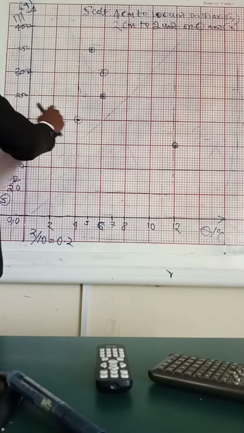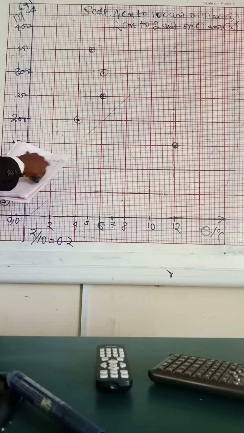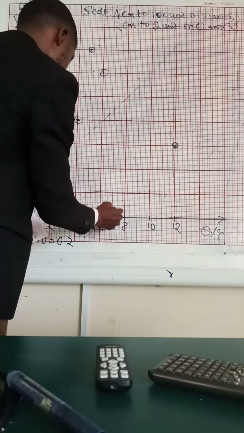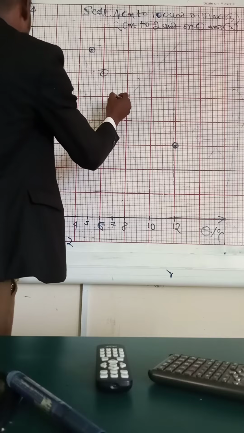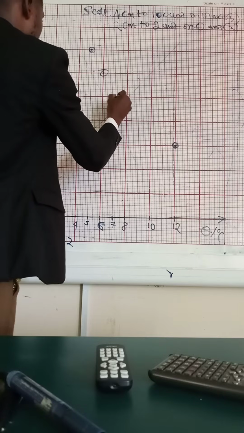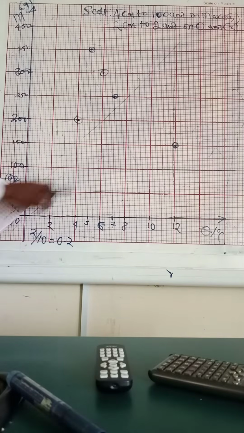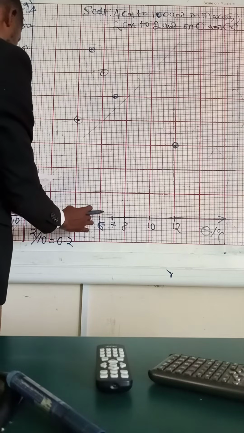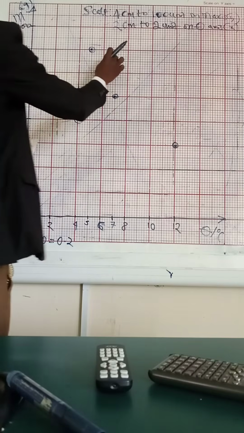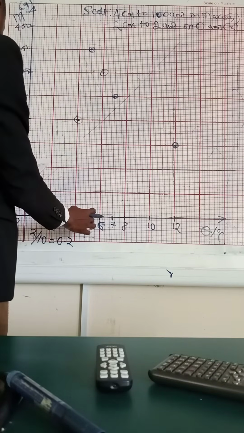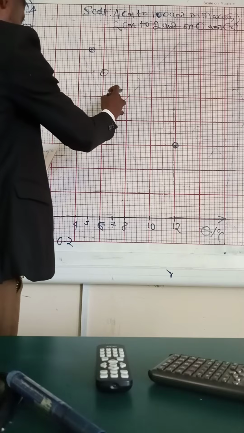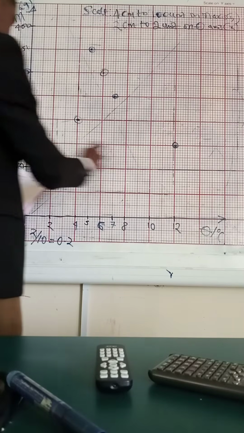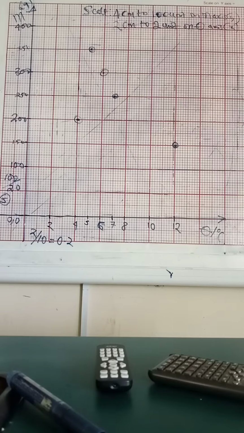Sorry, there was a mistake here. 250 is on 7. So we clean this. 250 is on 7. So this is 250. This is 7. So this is where the point is. Yeah, this is it. So everything is correct right now. So 350 is on 5. 300 is on 6, correct. And 250 is on 7, correct. And then 150 is on 12. So the points are correctly plotted right now.